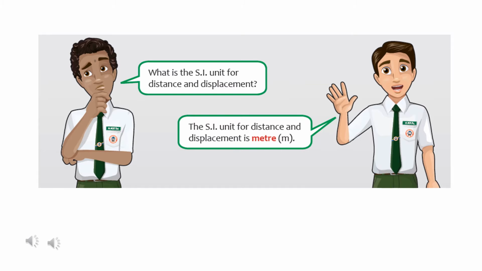Hi Cal, what is the SI unit for distance and displacement? The SI unit for distance and displacement is meter. The symbol is small letter m.